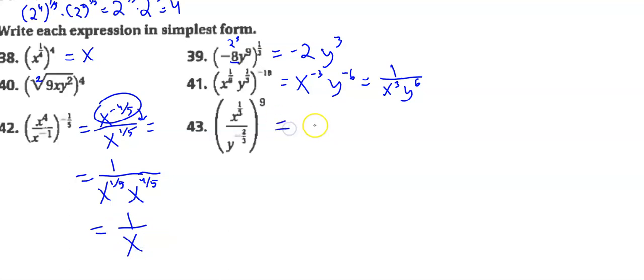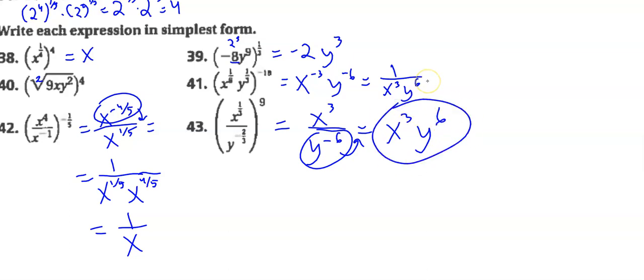This one would be x to the 9/3, which would be x to the third, over y to the negative 18/3, which is negative 6 power, which really simplifies to be x cubed. This moves up, basically, right, because it's a negative exponent, so y to the 6th. Very nice. That's the end of that section.